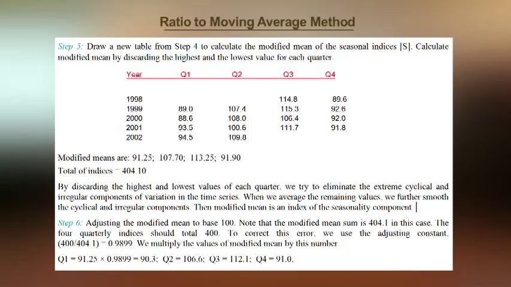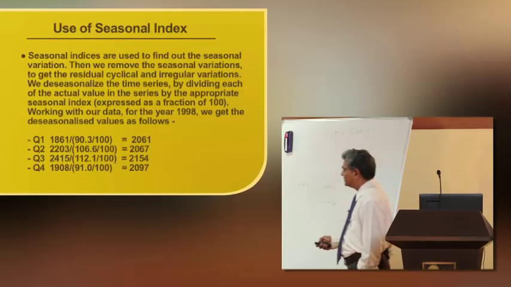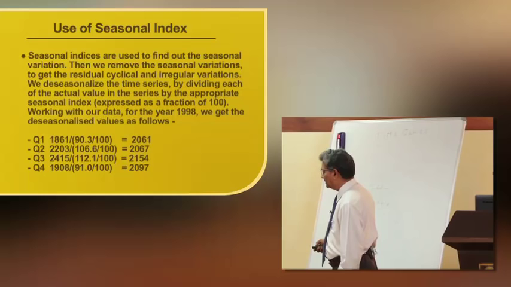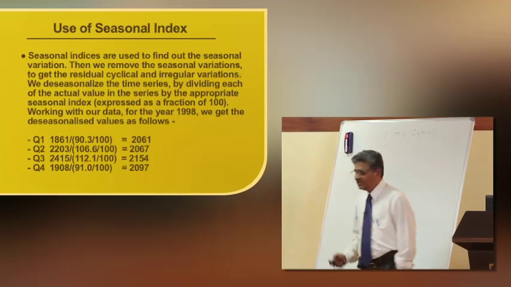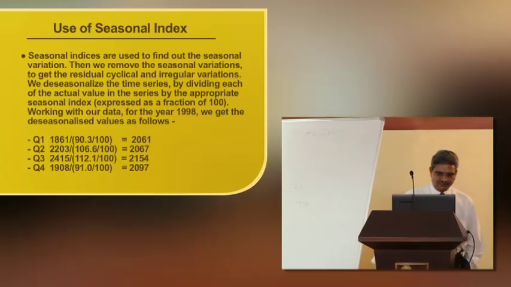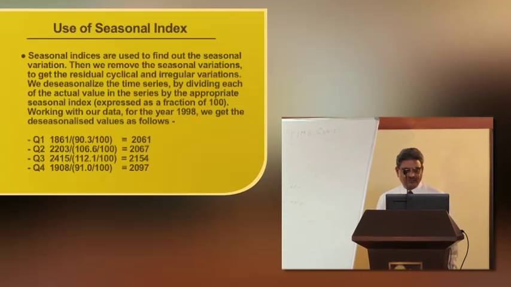Now to actually see what is the projection after the incorporation of the seasonal index, the original first quarter occupancy is 1861. That is given in the problem itself. So 1861 divided by 90.3, the index reduced to base 100, that is divided by 100, is equal to 2061. For each quarter we will do that. So quarter 2 is 2067, quarter 3 is 2154 and quarter 4 is 2097. So these are the final figures.